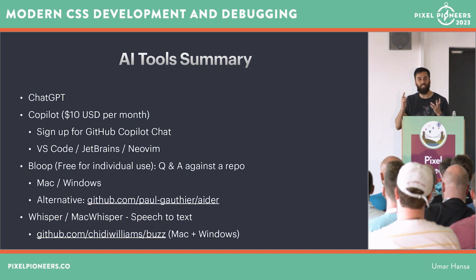Quick summary of what we just saw. We saw ChatGPT and co, you know, like Bard and so on. They all work very similarly at this point. You know, Bloop.ai, the question and answering thing against a whole repository. And then finally, we saw Whisper, which is speech to text, and then chucking that transcribed text into CoPilot chat.